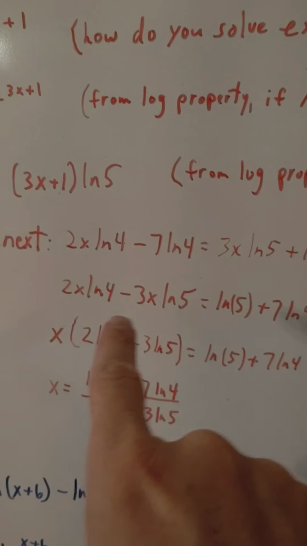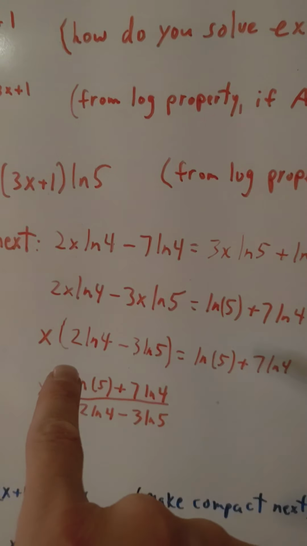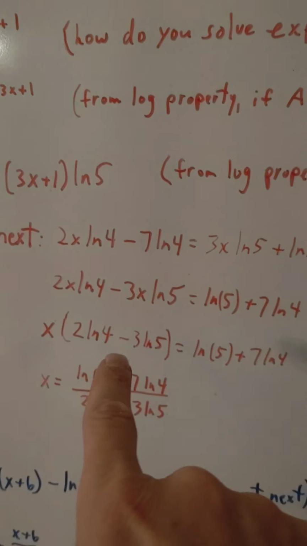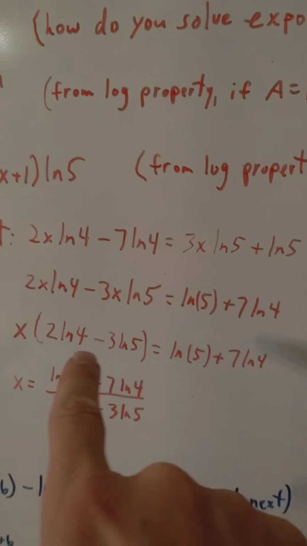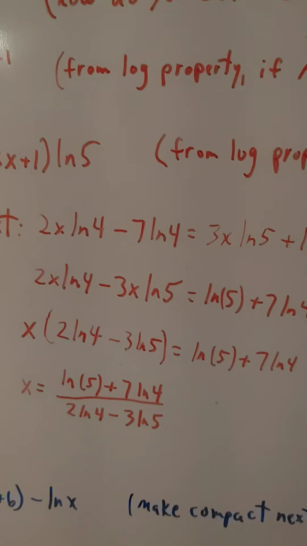Now let's factor out the x. That's why we wanted to bring them together. And we have this equals that. And then finally, one more step to go. Divide both sides by that. And there's the answer.